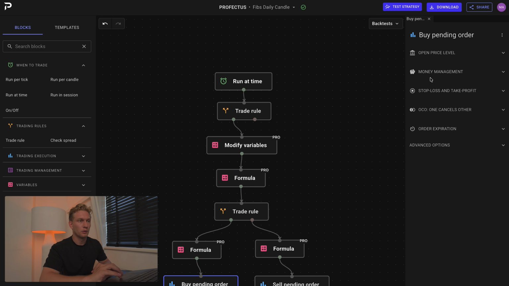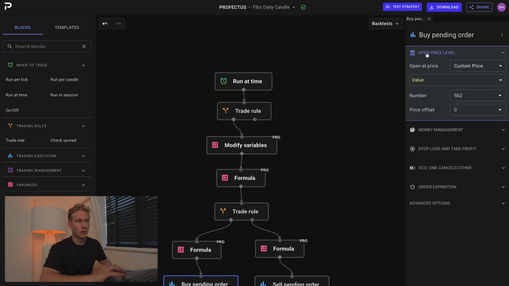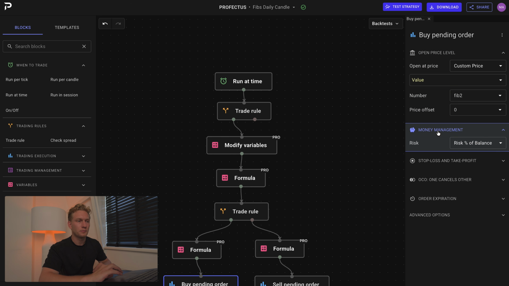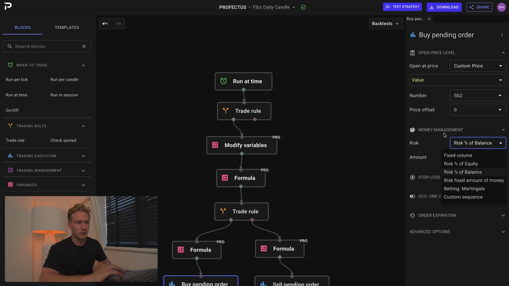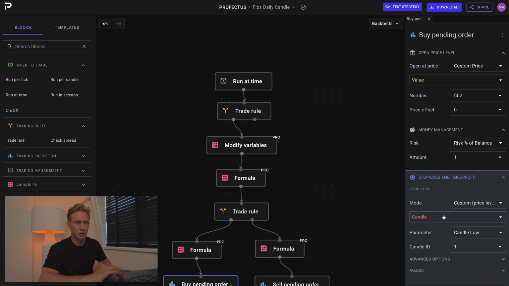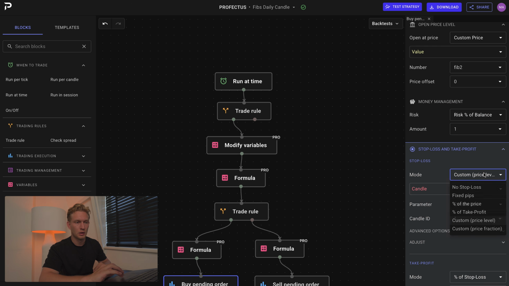Then the buy pending order, the last thing. We're going to place at the open price, custom price value, we're going to place it at fib 2, at that Fibonacci level 0.618. Like I told you, fib 2 is now 0.618. We're going to place the order there. Risk, percentage of balance, 1%, stop loss, custom price level. What level? Well, the candle low of 1, okay?